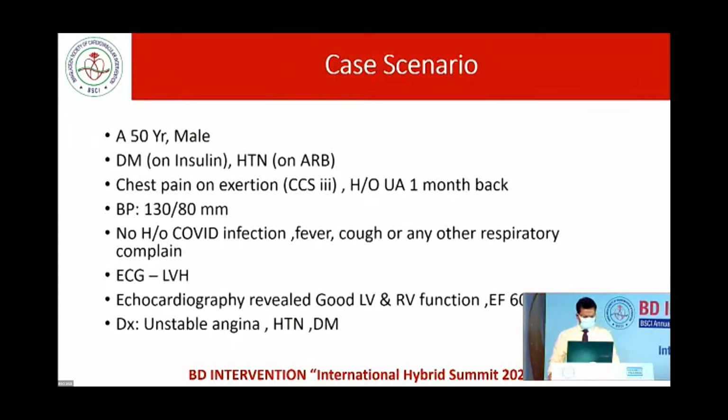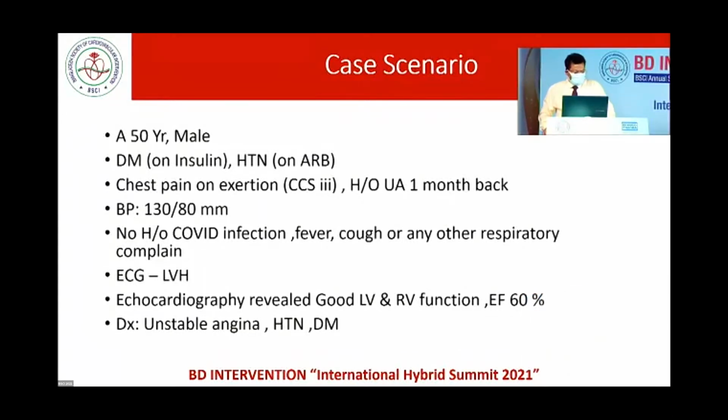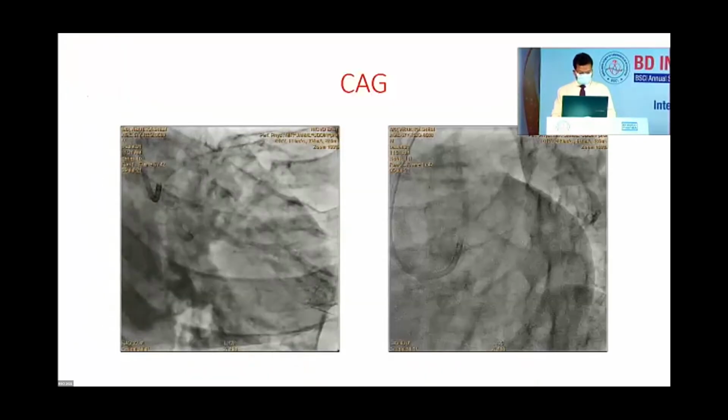Let us see a simple case: 50 years male, diabetic, hypertensive, and on medication, having chest pain on exertion, CCS class 3 angina, history of unstable angina 1 month back, and blood pressure is normal, no COVID infection. Definitely we do it before the procedure. ECG shows left ventricular hypertrophy, echocardiography revealed good LV and RV function, ejection fraction 60%, and diagnosis is now unstable angina, hypertension, DM. And this is the angiogram.